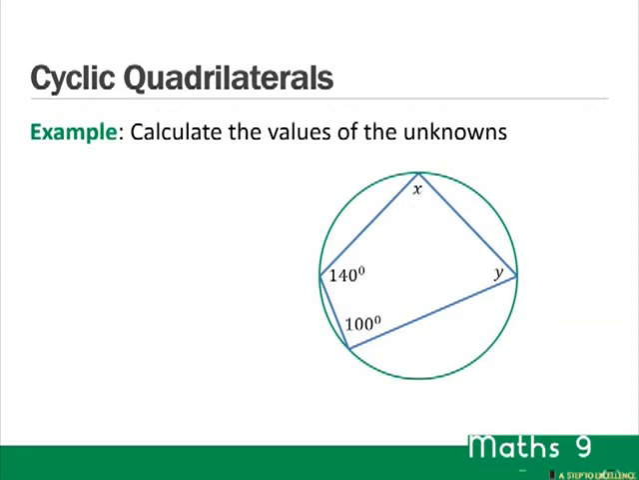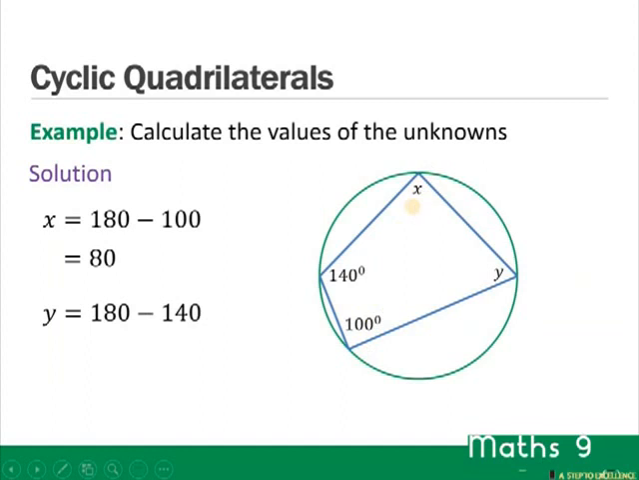Example. Calculate the values of the unknowns. x is 180 minus 100, which is 80, because x and 100 are opposite angles, so they add up to 180. And y is 180 minus 140, which is 40.